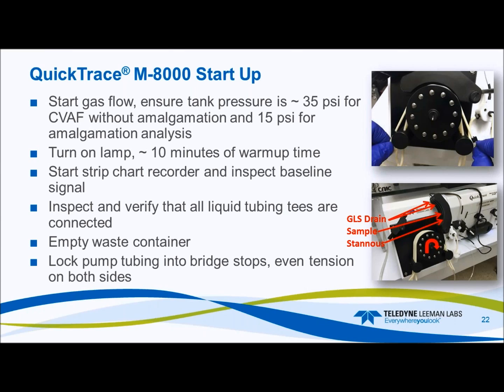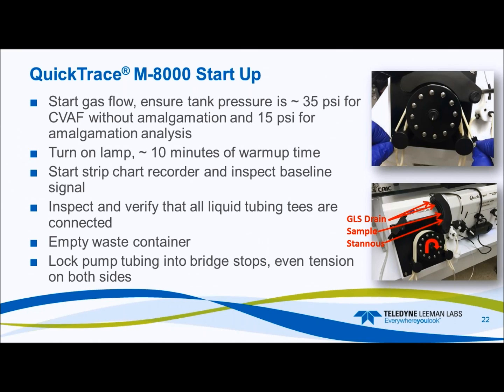Ensure your tank pressure is at 35 psi for straight atomic fluorescence, or 15 psi for amalgamation. Since we have a valve-based system, we work with pressure, and we have flow restrictors within that valve-based system that change the flows throughout the system based on the choices you make within the method editor from high to low gas flow. And then it's also based on the pressure input side. So then you turn the lamp on, about 10 minutes warm up, that's all you need.